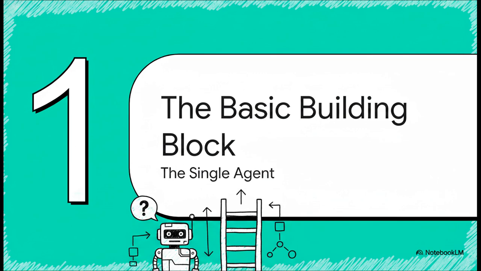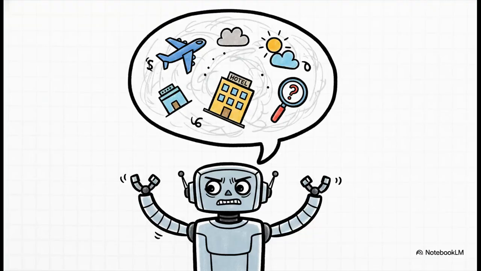We're at the very bottom of our ladder with the first and most fundamental piece of the puzzle, the single agent. So, a single agent is kind of like giving one person a really complex task and a tool, and then just trusting them to figure it all out. For instance, you could tell it, hey, plan a trip to San Francisco and use this search tool. The agent then has to rely completely on its own internal reasoning to figure out all the steps. You know, find flights, look up hotels, check the weather, all in one single continuous thought process.